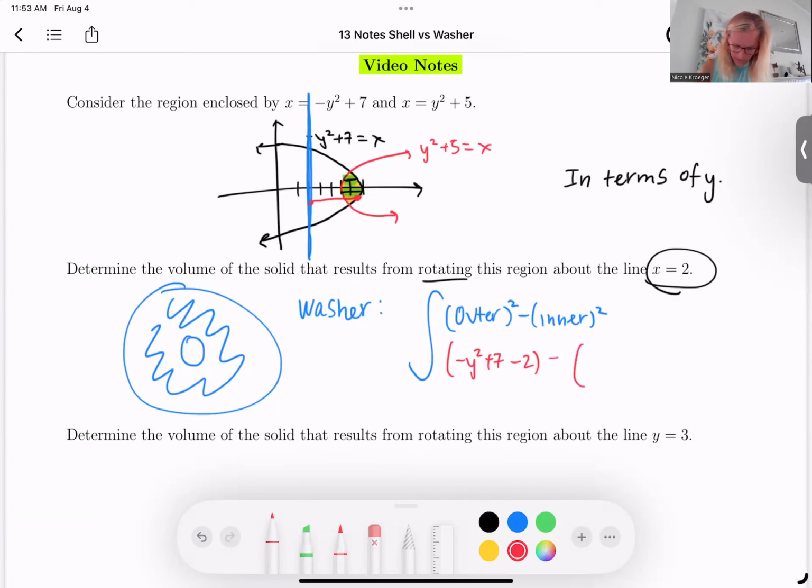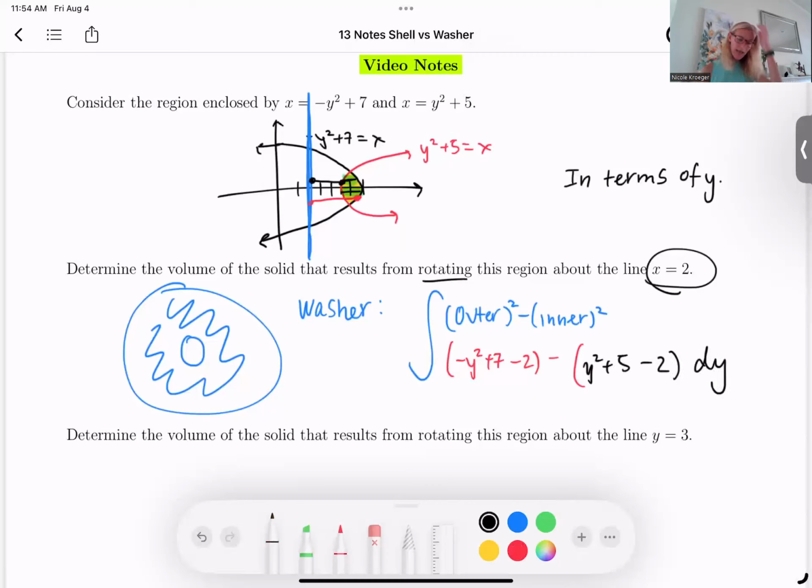Minus my inner radius, which is what I bump into first, which is the red curve. If I do right minus left here, I'm going to do red curve minus blue curve. So the red curve is y squared plus 5, minus the blue curve, which is 2.